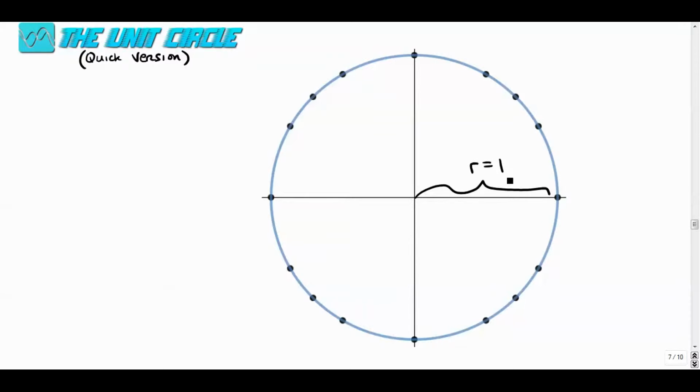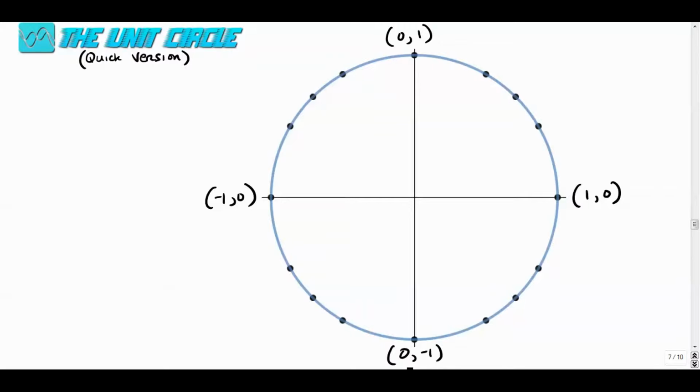The radius of this circle is 1. That's why we call it the unit circle. So that distance is 1. This distance is 1. This distance is 1, all the way around. So this point is (1, 0). This is (0, 1). This is (-1, 0). And this is (0, -1). Those are your basic sort of north, south, east, and west points.